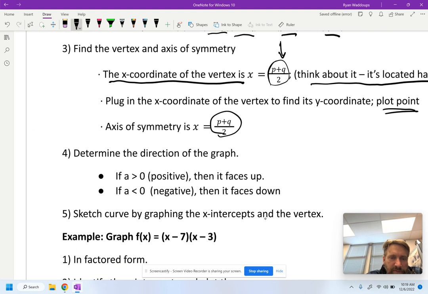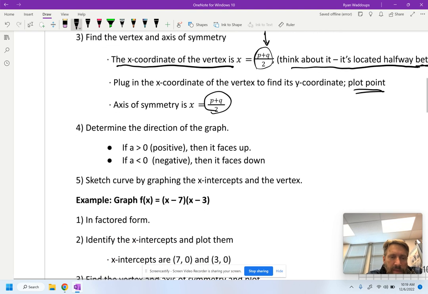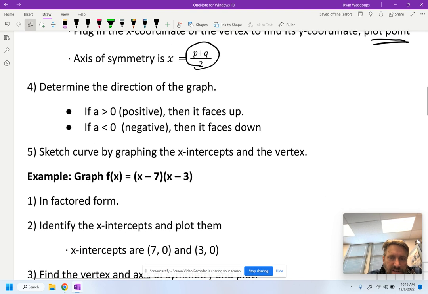Number 4, determine the direction of the graph. If a is greater than 0, or positive, then it faces up. And if a is less than 0, or negative, then it faces down. And then finally, number 5, sketch the curve by graphing the x-intercepts and the vertex.